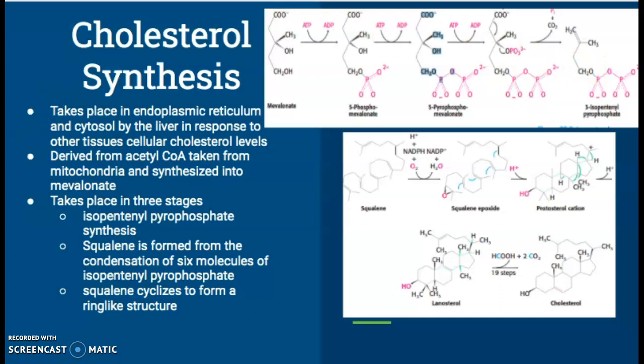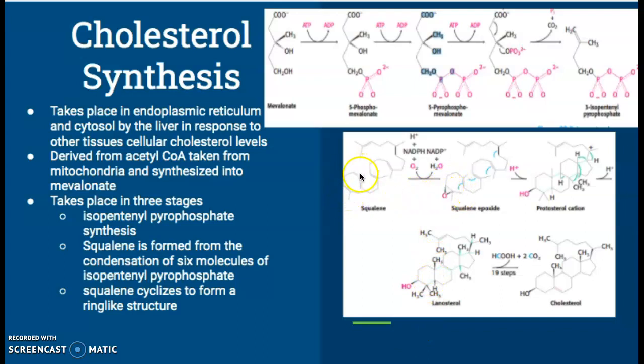And then from there, the isopentenyl pyrophosphate is synthesized into squalene. I think I'm saying that right. So squalene is formed from the condensation of six molecules of isopentenyl pyrophosphate. Squalene is first activated by conversion into squalene epoxide. Here we can see that epoxide group right there.